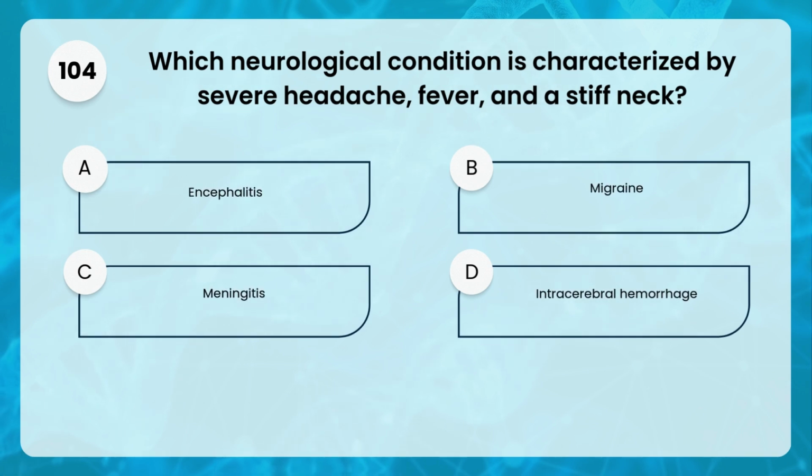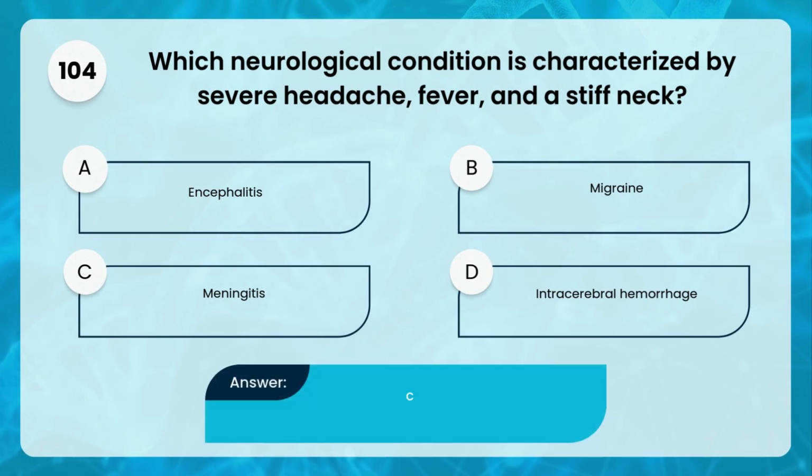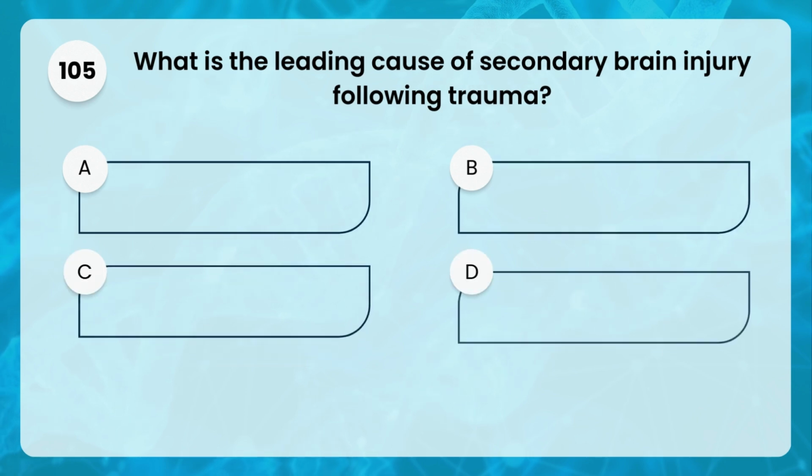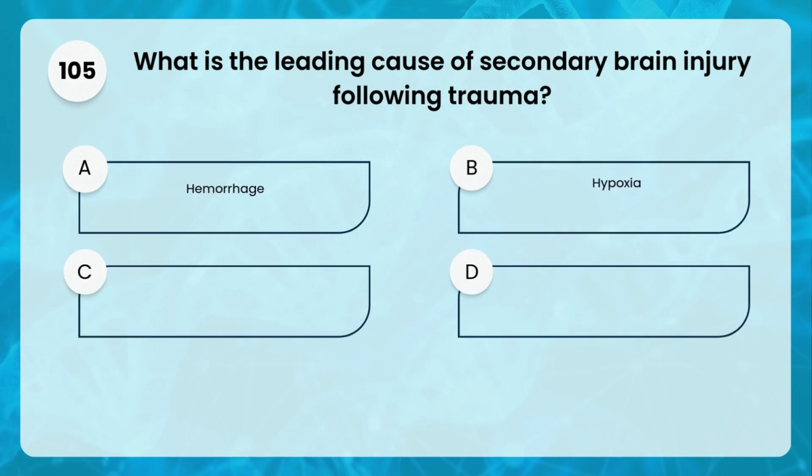104. Which neurological condition is characterized by severe headache, fever, and a stiff neck? A. Encephalitis. B. Migraine. C. Meningitis. D. Intracerebral hemorrhage. The answer is C. Meningitis.